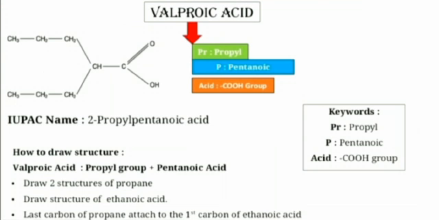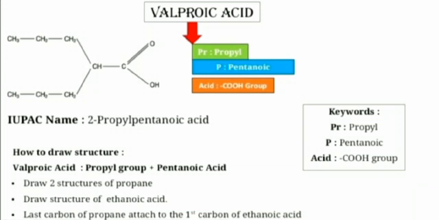Then the next drug is valproic acid. In the name valproic acid, pr indicates the propyl group, p in the pr group indicates the pentanoic group, and the word acid indicates the COOH group, that is the acidic group. So these are the keywords for drawing valproic acid. The IUPAC name of valproic acid is 2-propyl pentanoic acid.